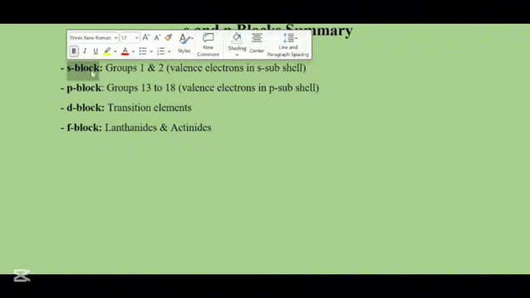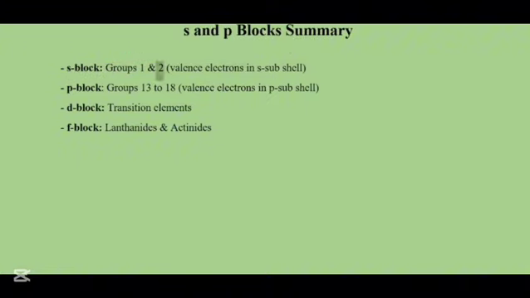So the S and P block summary. Basically in S block, the group numbers 1 and 2 belong to the S block, which means that group number 1 is equal to 1 valence electron, group number 2 is equal to 2 valence electrons. However, in P block, there are groups from 13 to 18 and 10 must be subtracted from them, so you can find the number of valence electrons in the p block.